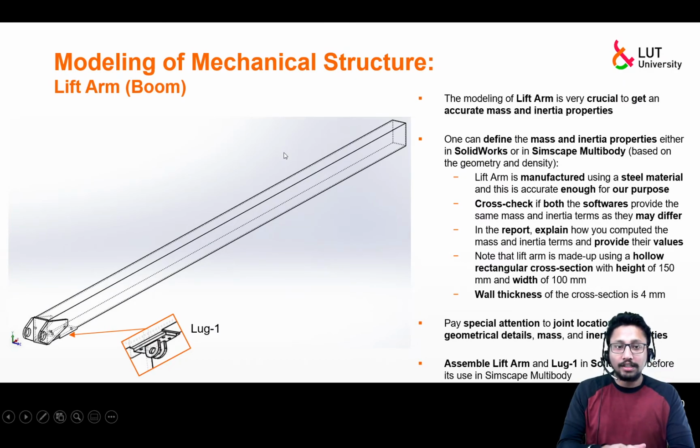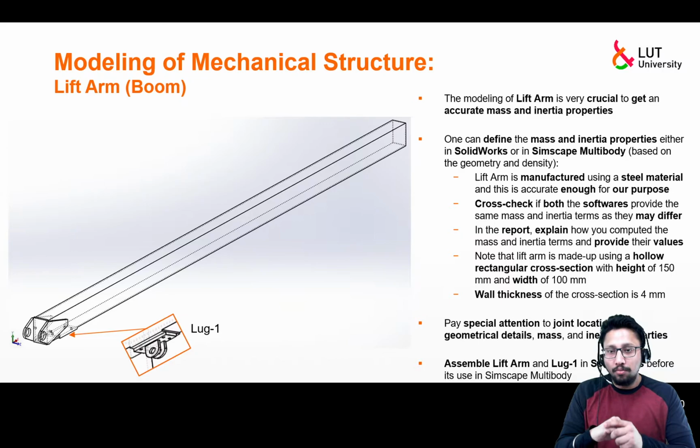So now let's come to the modeling of the most important part of our mechanical structure, the lift boom. In the lift boom, it is very important to model everything very accurately in order to get the accurate mass and inertia properties. If you do not model things properly here, you will end up with incorrect mass and inertia properties, and as a result your dynamic simulation will be affected.